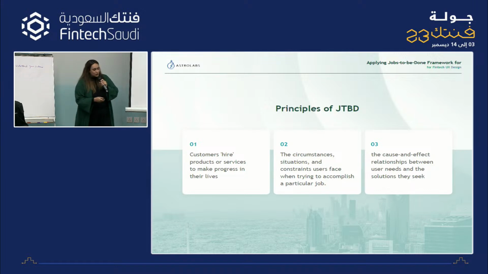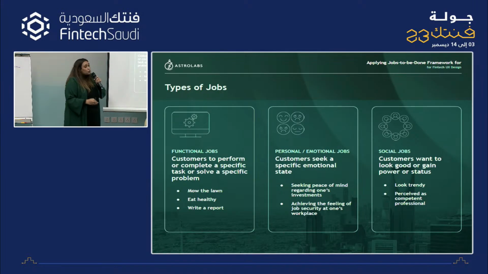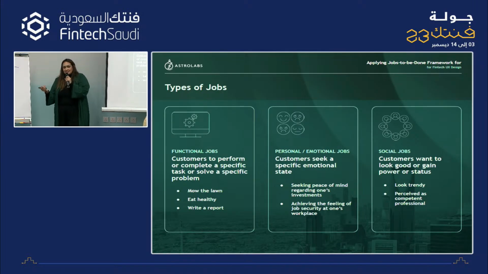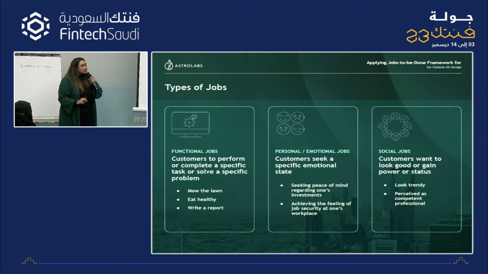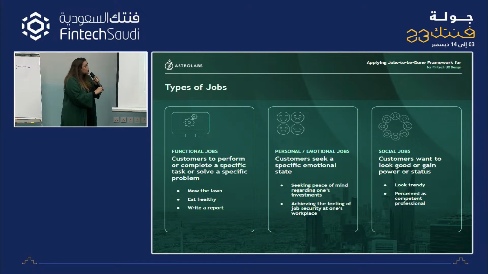So far? Okay. What types of jobs exist? So those are the 3 types of jobs. There are only 3 main types of jobs. There are functional jobs, there are emotional, personal jobs, and there are social jobs.